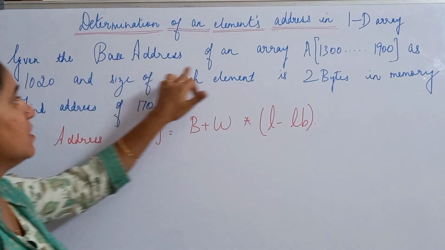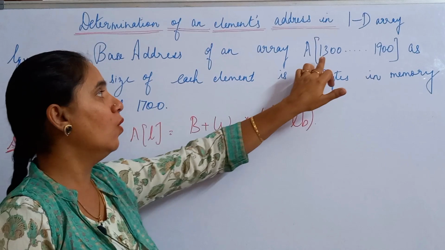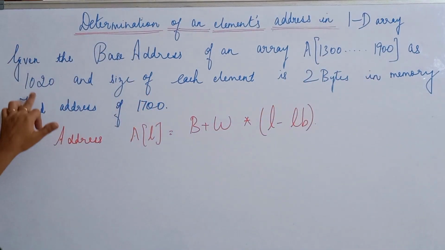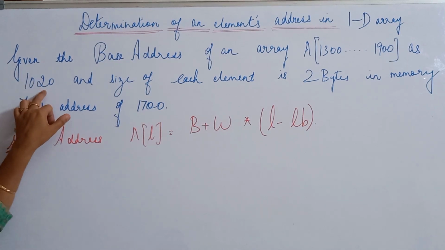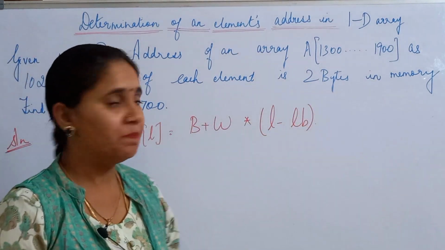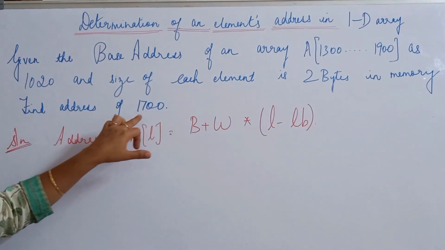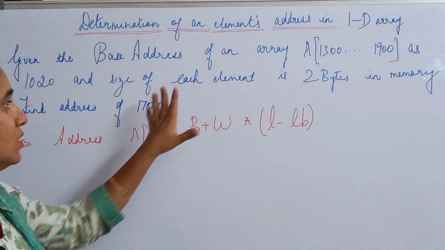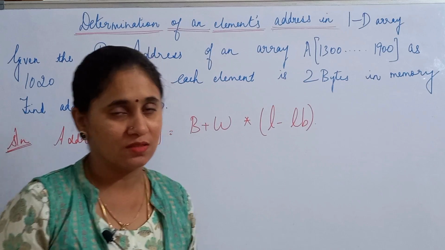Given the base address of an array A[1300 up to 1900] as 1020, that is 1020, and the size of each element is 2 bytes in memory. Find the address of the element 1700. So this is the question that is being asked.